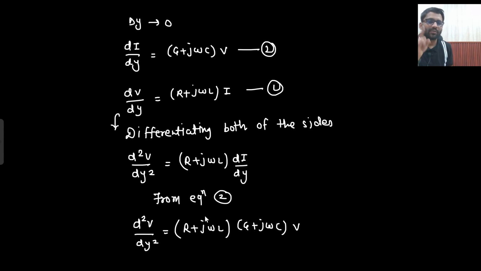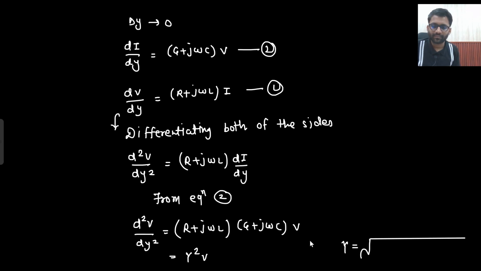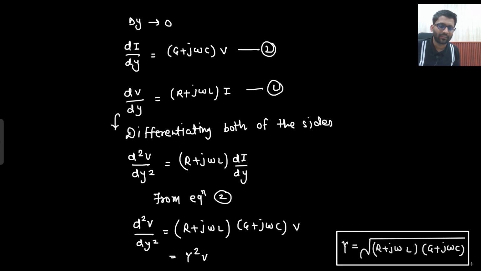So why did I do this step? Because I wanted the complete equation in terms of V. Now this is my second order differential equation which I can solve very easily. What I am going to do is keep this value as gamma square. So my gamma is under root of R plus j omega L into G plus j omega C. This is my gamma.